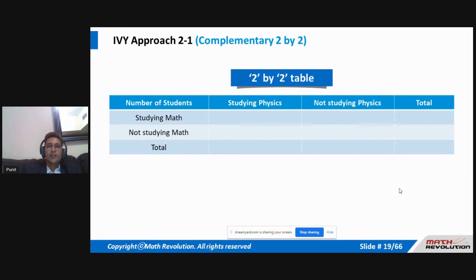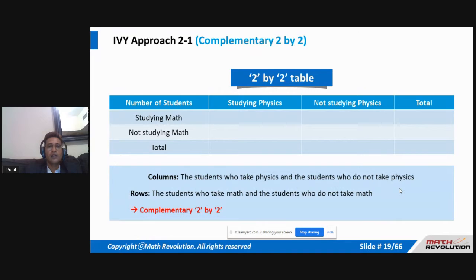So the complementary 2 by 2 table, as it looks right now, has the number of students who are studying math and who are not studying math. So we have two categories from the same one, math and non-math. And on the columns, we have studying physics and non-studying physics. So there could be students studying math and physics both, math and not physics, not math and physics, and not math, not physics, so it is like neither math nor physics. And then we have a total. This is how the 2 by 2 table looks.